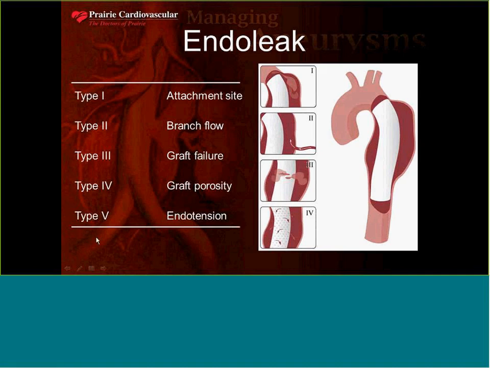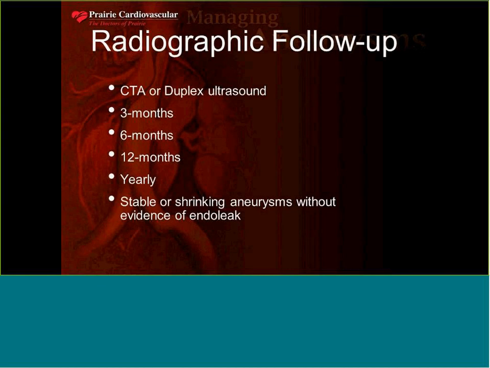Something that's not really understood is endotension, where you continue to have sac enlargement. If that's occurring, they need something done. In that case, you're probably going to convert to an open repair, so the patient can take the graft out and do it there.